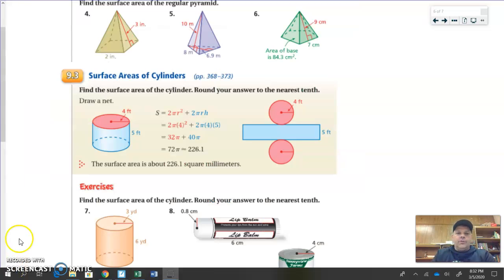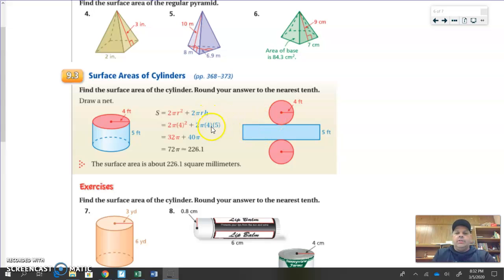What we learned on Thursday was the surface area of cylinders. Reminder, cylinders have 2 bases, which are circles, so we take the area, which is pi r squared. Since we have 2 of those, we're going to multiply that by 2. Then we have a rectangle with a length of the circumference, which is 2 pi r, times the height, which is 5. So again, this is our formula, 2 pi r squared plus 2 pi r h.